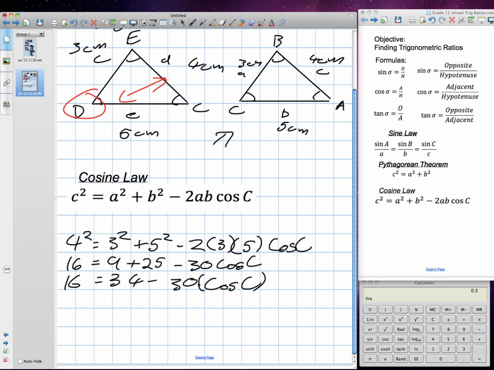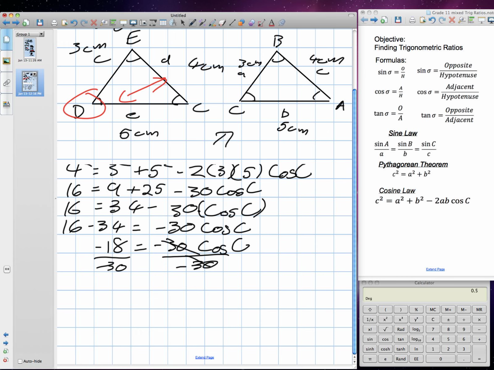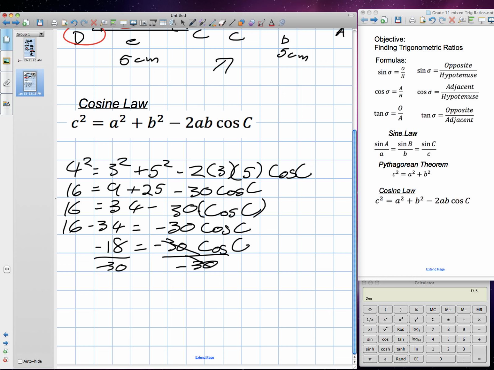We get 16 subtract 34 is equal to negative 30 cos C. 16 subtract 34 is negative 18, equals negative 30 cos C. I need to get cos C by itself, so I'm going to divide both sides of the equation by negative 30. Negative 18 divided by negative 30 is 0.6.